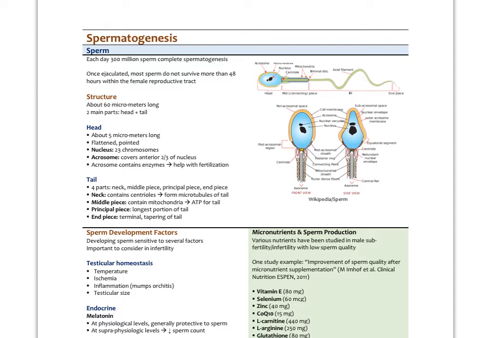So the estimates, we see different numbers here in different texts, anywhere between 100 and 300 million sperm per day complete the process of spermatogenesis. Now, once ejaculated, they can be stored at different parts of the duct system, like the epididymis and the vas deferens. But once they're ejaculated, most sperm don't survive more than 48 hours within the female reproductive tract. So that's going to narrow the fertility window pretty shortly.